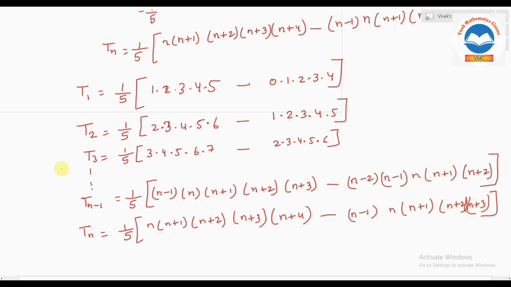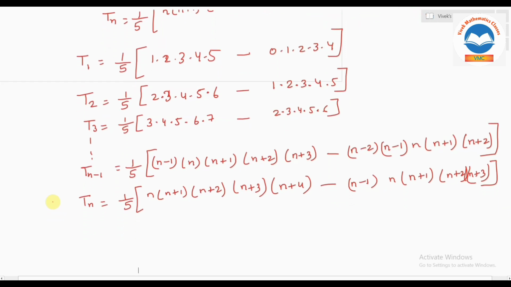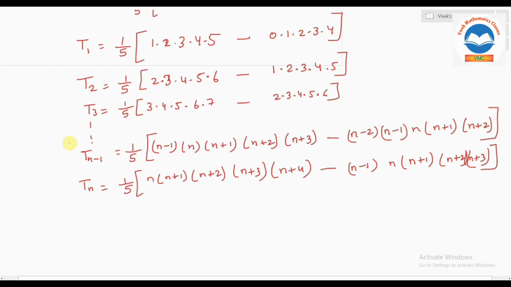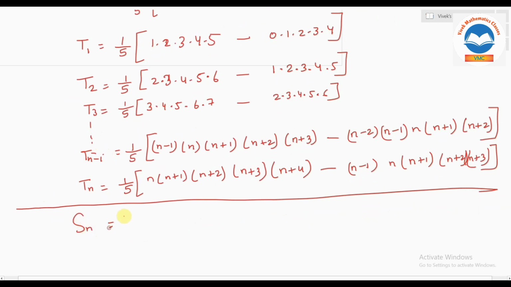So we need to find Sn. What you have to do is add all the terms, that means t1 plus t2 plus t3 up to tn. This will give your Sn. So what will be your Sn value? Sn will be, on the left side we get Sn and this will be equal to 1 by 5.